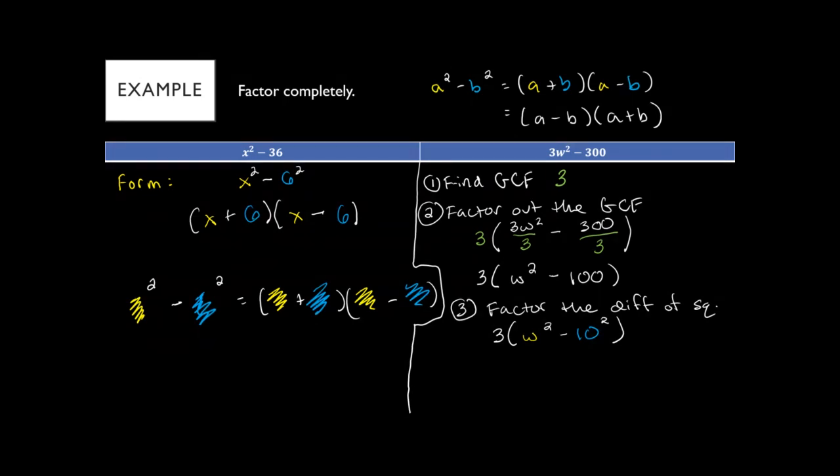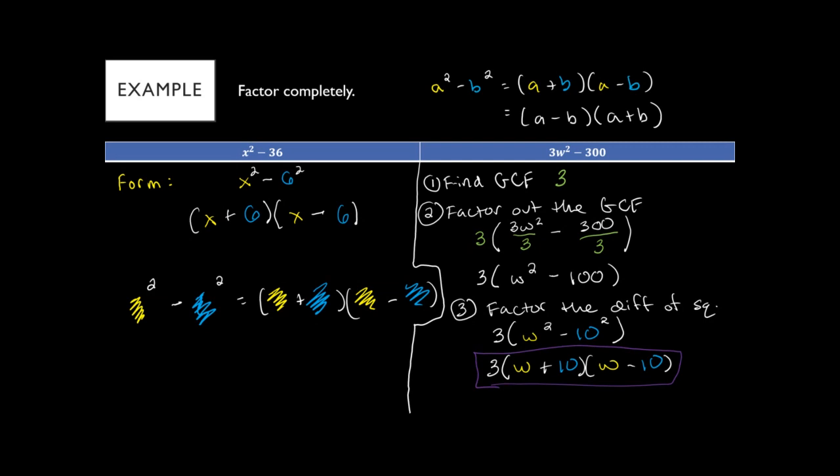And so now you can see that when we factor and put it in our form, we're going to have w and 10. So this is going to be 3 in front, and then I like to set up my 2 parentheses, put in my pluses and minuses, and we're going to have w in front, and then 10 in the back. And then that's your factored form. So that would be your final answer. So we have 3 in front, and then w plus 10 times w minus 10.